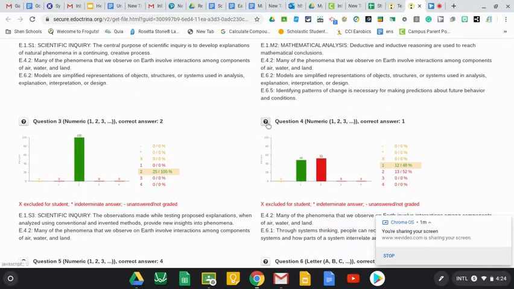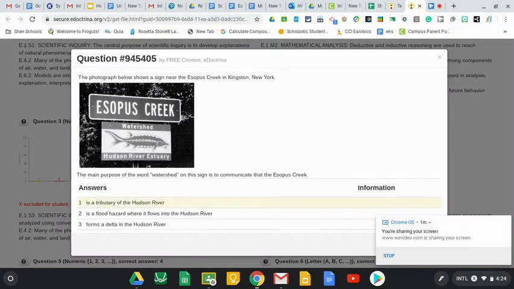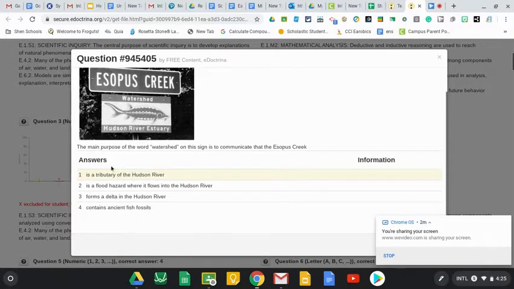Question 4, less than half of you got it correct, which shows me we went over what a watershed was in class, and there were a lot of you who were absent during that class. So those who were absent didn't go back and do the work you were supposed to do. So a watershed is defined as any water in an area that eventually drains into a river. So they're showing you that the Esopus Creek is a watershed because it drains into the Hudson River. And tributary was a word from that lesson right before we went to homeschooling.